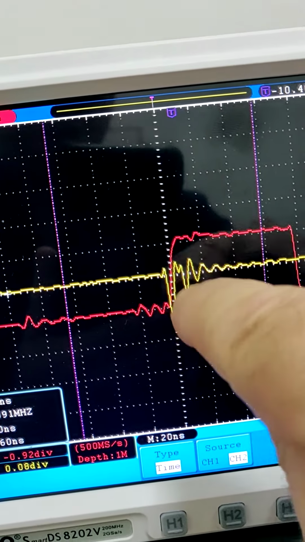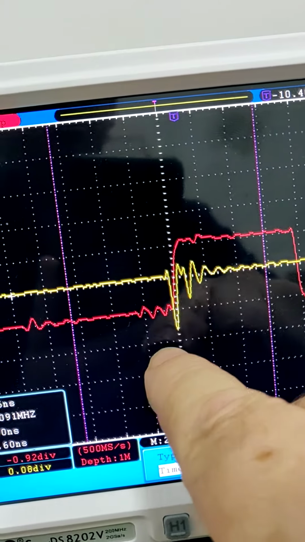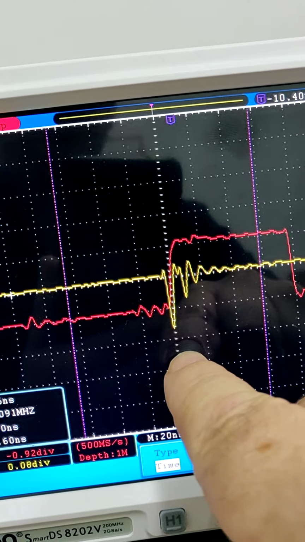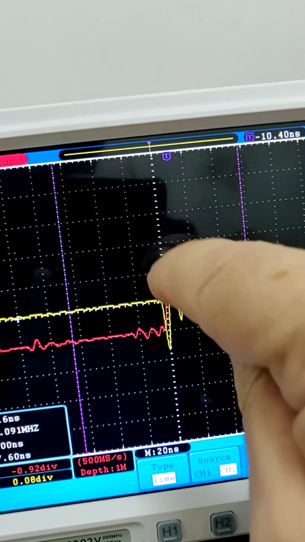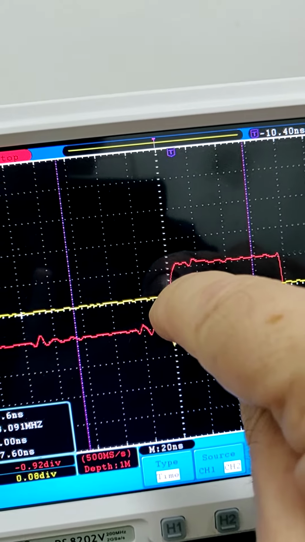The yellow line is exactly in the middle of the scope, on this line, and you see also the middle of the slope of the red line is also at the same place. So between them there is 0 offset.